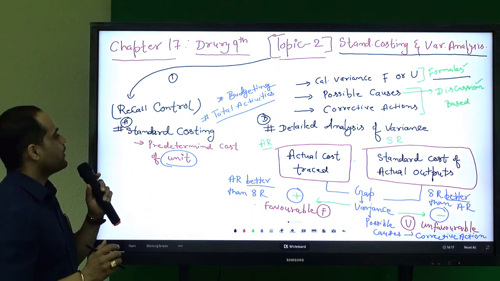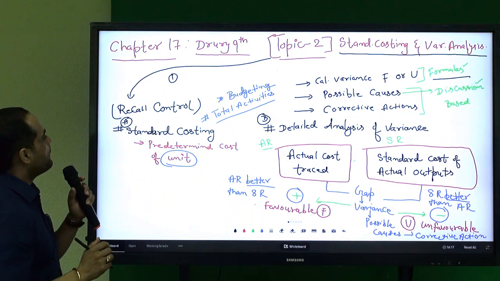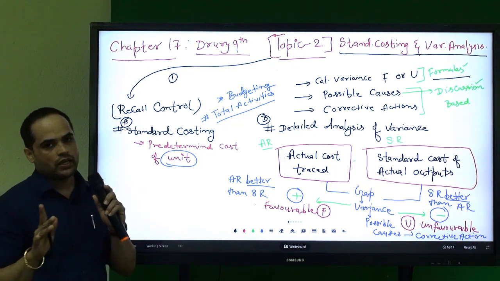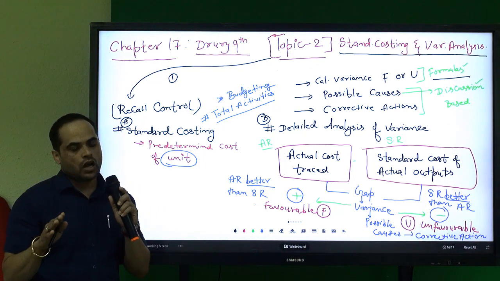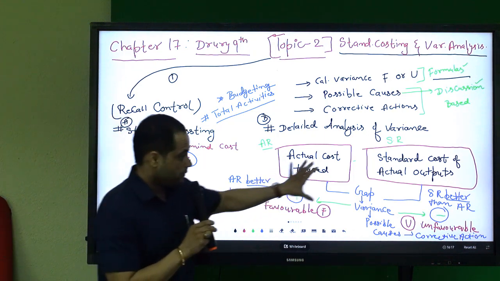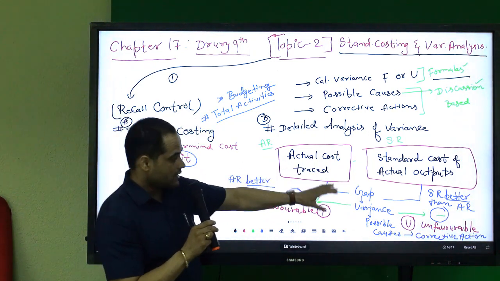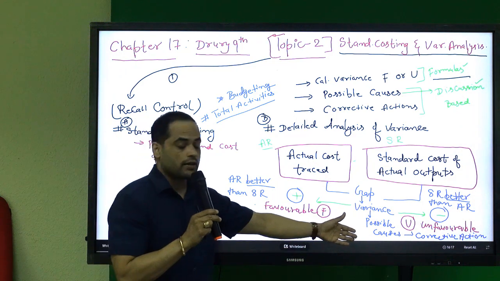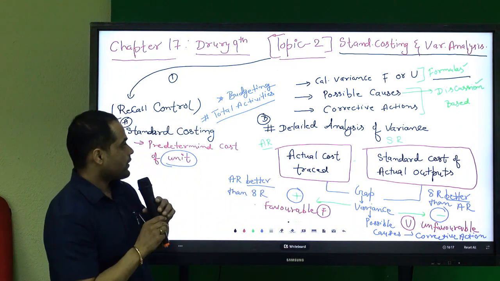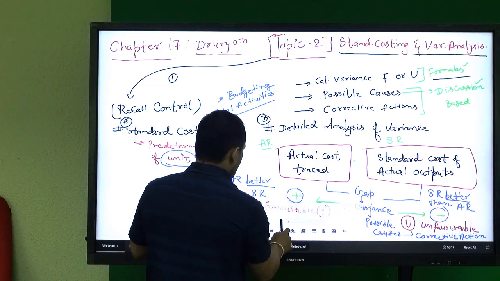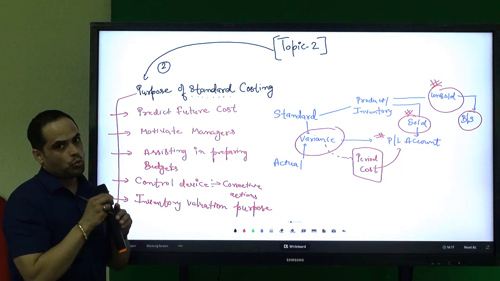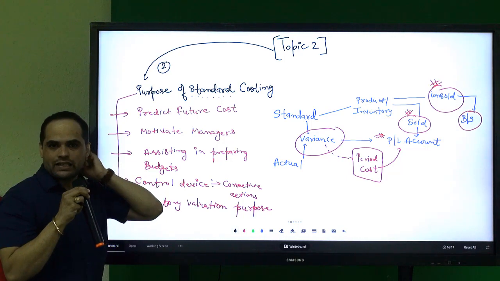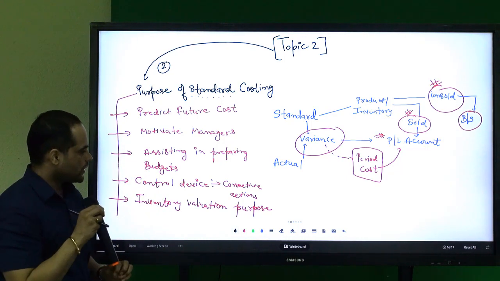So in the beginning of the topic, we studied what is the meaning of standard costing, how it really works, right? So actual budget variance, possible causes, corrective actions, so we also call it management by exception, right? And then we looked at the purpose of the standard costing, why we do that, why it's really important.